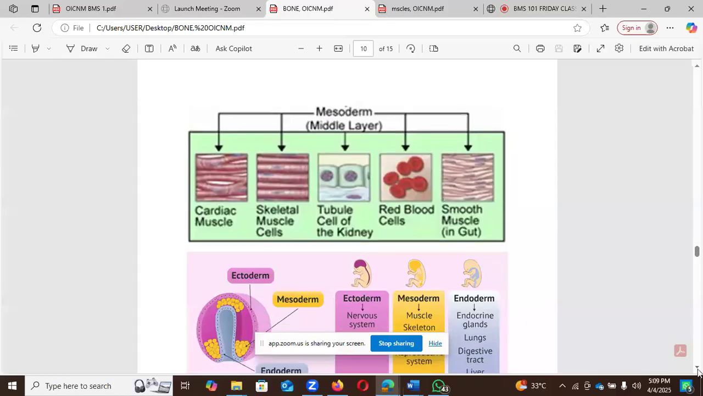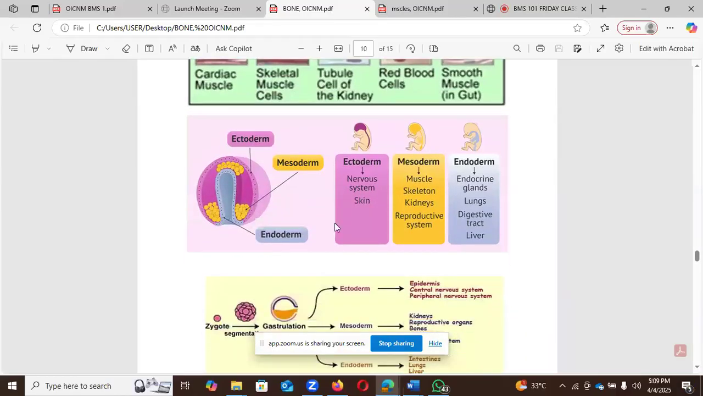So when you look at the three layers, I told you about the ectoderm, the mesoderm, and the endoderm. So let's look at the mesoderm. During development, you see the mesoderm. What comes from mesoderm? The muscles. So the musculoskeletal system, this is the skeleton, the bone, the kidney, and the reproductive organ.